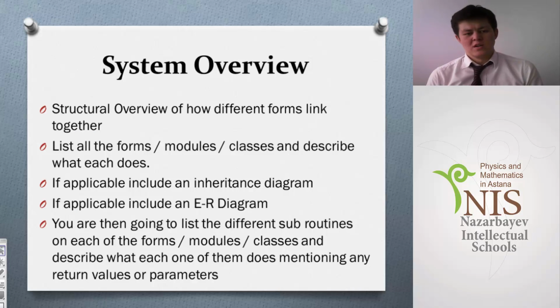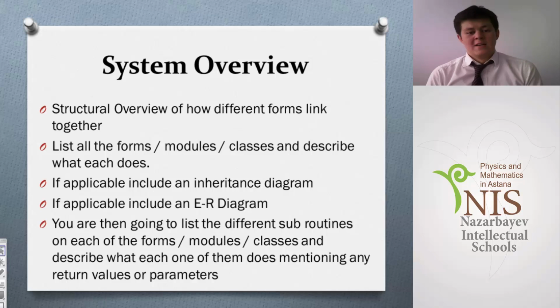Here you need to include a structural overview of how different forms link together. It means a logical way of presenting the forms that already exist in your program, so you need to show this in this part of the documentation. Second part, list all the forms, modules, classes, and describe what each does. It means you should go back to your program listings and see what kind of forms, modules, classes you used, and put them in a table in some logical way to show how the system works. Sometimes we call it the listing of the system.